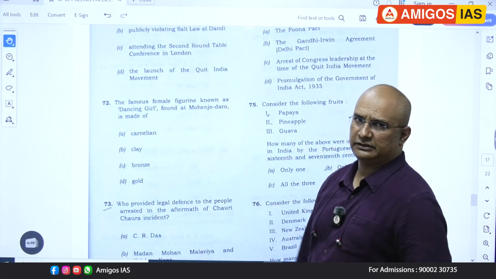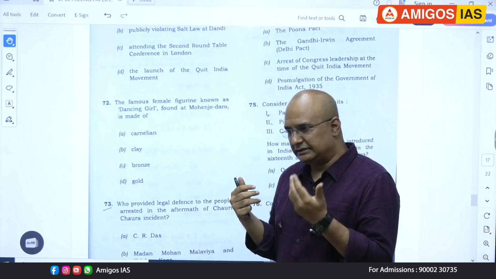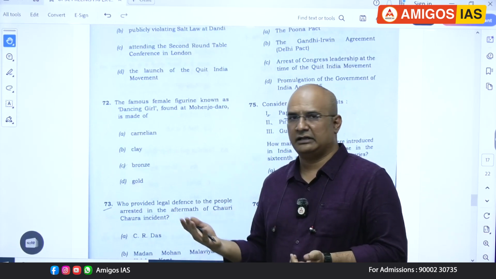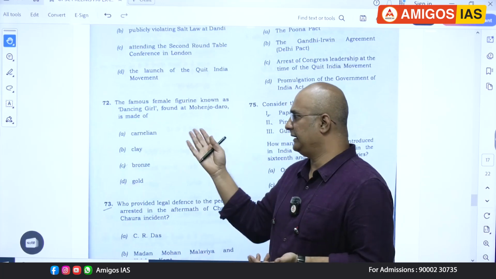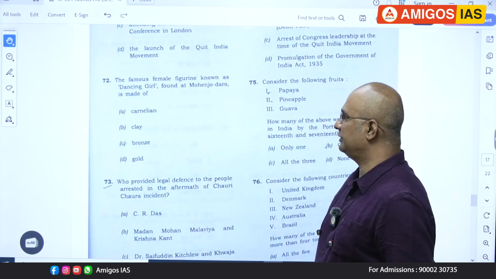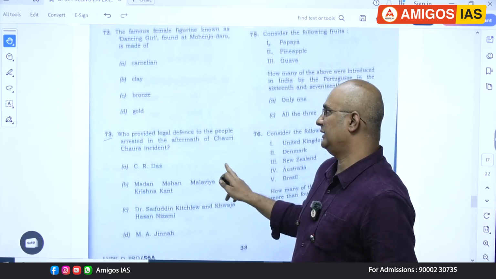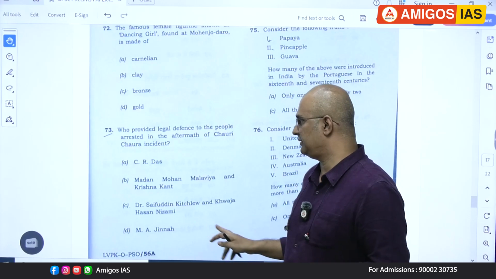And this is such an easy question from ancient India, and I think even the beginner who has not even done full coaching and all studies will be able to answer this question. The famous female figurine known as the dancing girl found at Mohenjo-daro is made of. Direct answer for that is bronze, and I hope that there is no explanation that's required for that.